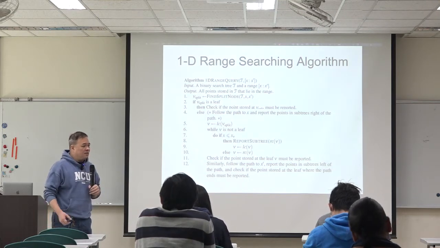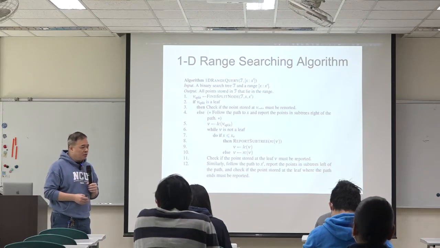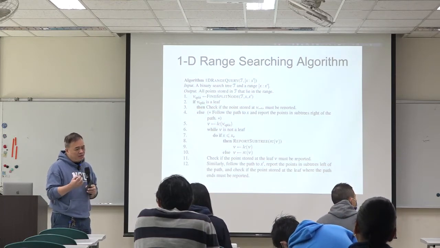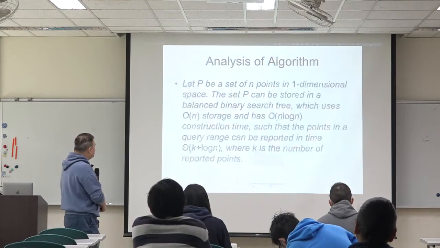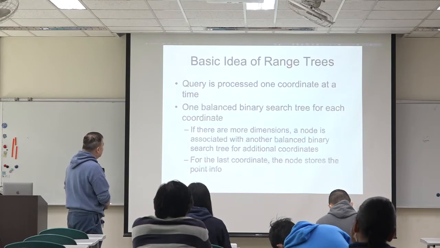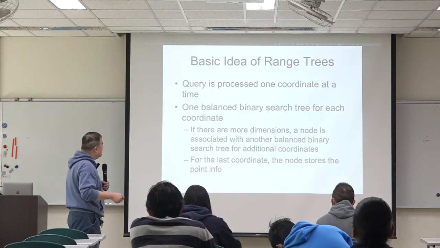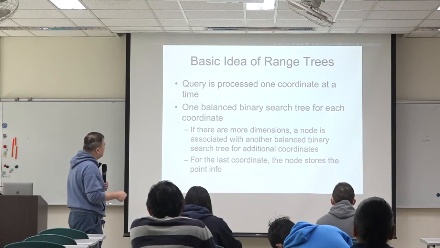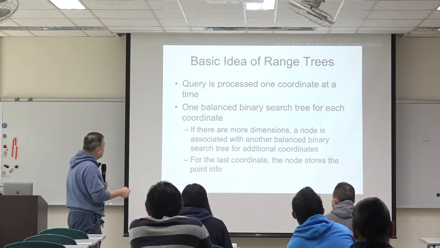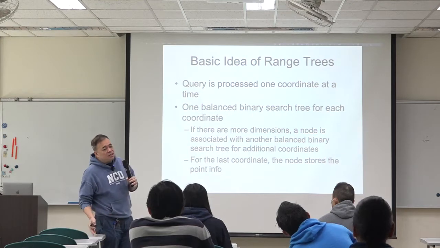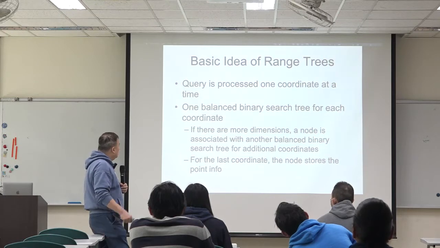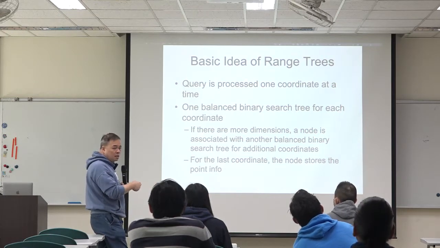Because obviously, when it comes to higher dimensions, the location of the point is not determined by only one coordinate. So that's exactly where the range tree concept comes from. A query in the range tree is processed one coordinate at a time. So when I say that, I'm actually using the one-dimensional range query to do this query processing, which is nice, right?